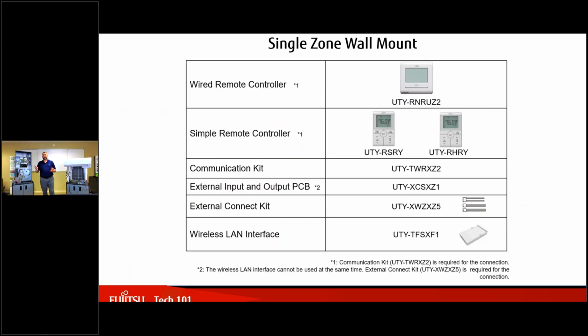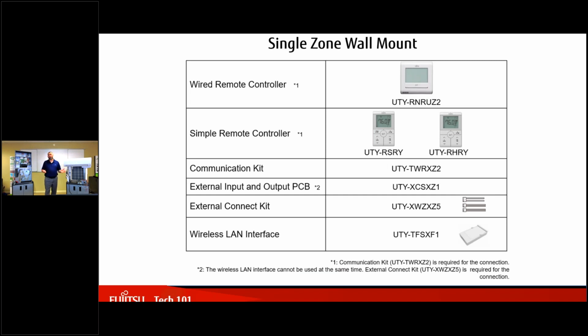Okay, some remotes that are available for a single zone system. All of our wall mount systems are going to come with a handheld remote control. These are optional accessories that will have to be purchased outside of the factory. We can install wired remote controls, simple remote controls, communication kits, external connect kits, wireless devices, and such. So there's a bunch of different options that we can go with as far as connectivity to our system.